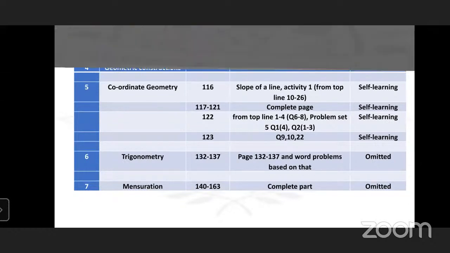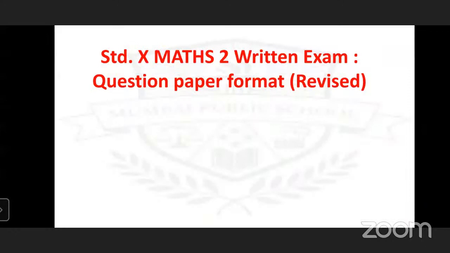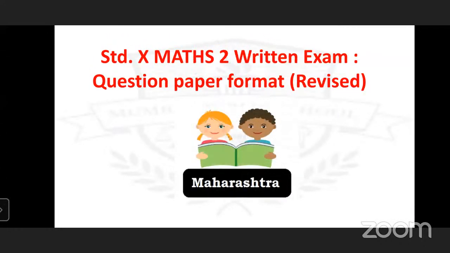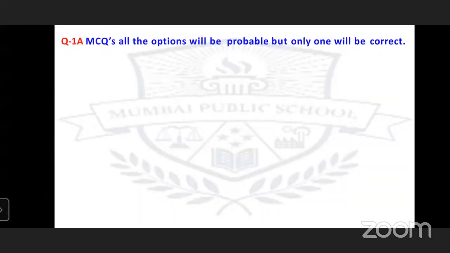Okay. Now here we discuss today's paper analysis. Let's start. Now, question number 1. Question number 1 is again divided into 2 sub-questions. Question number 1A, that is the MCQ type, multiple choice questions. So first, question number 1A, choose the correct alternative.